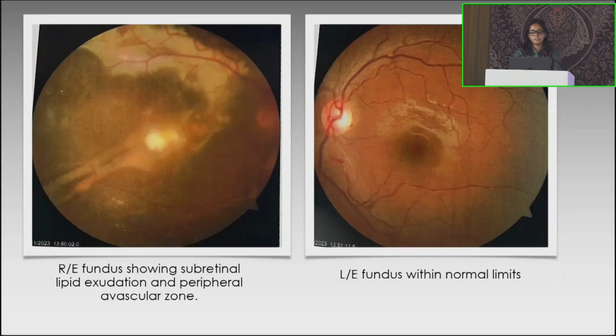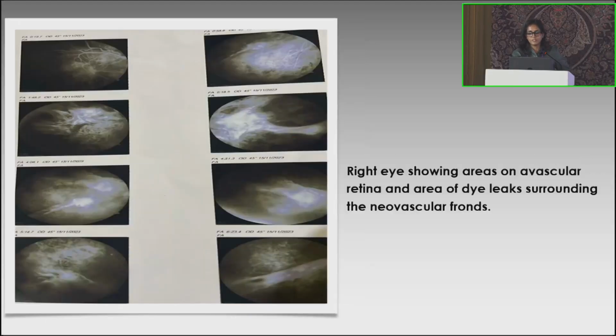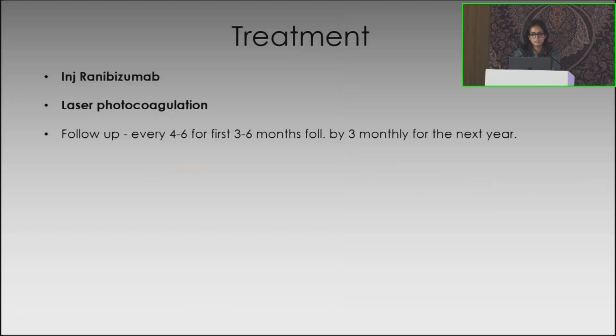The right eye had a vision of 6/60 and the rest of the anterior segment examination was normal, whereas on posterior segment examination, the right eye showed a peripheral avascular zone along with lipid exudation in the macular region. The OCT of the right eye also shows an abnormal foveal contour along with subretinal exudation, and the FFA shows avascular retina in certain areas, and the dye is leaking surrounding the new vascular fronts.